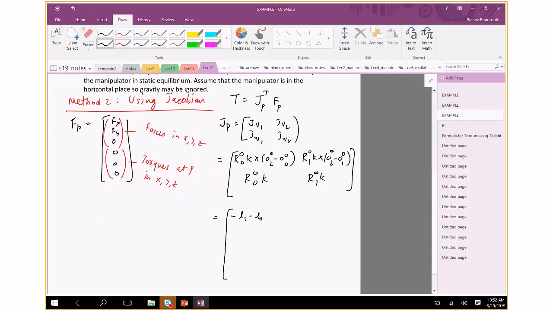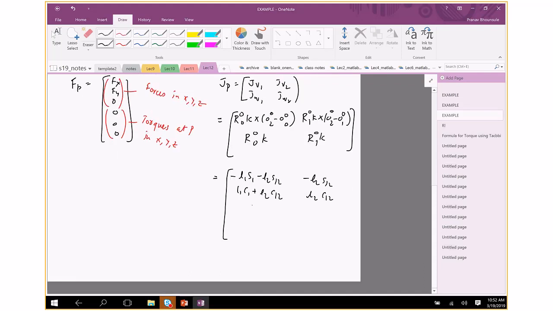So L1 S1 minus L2 S12, L1 C1 plus L2 C12, minus L2 S12, L2 C12, 0 0 0 1 0 0 0 1. So these three terms come from JV, these three terms from J omega.